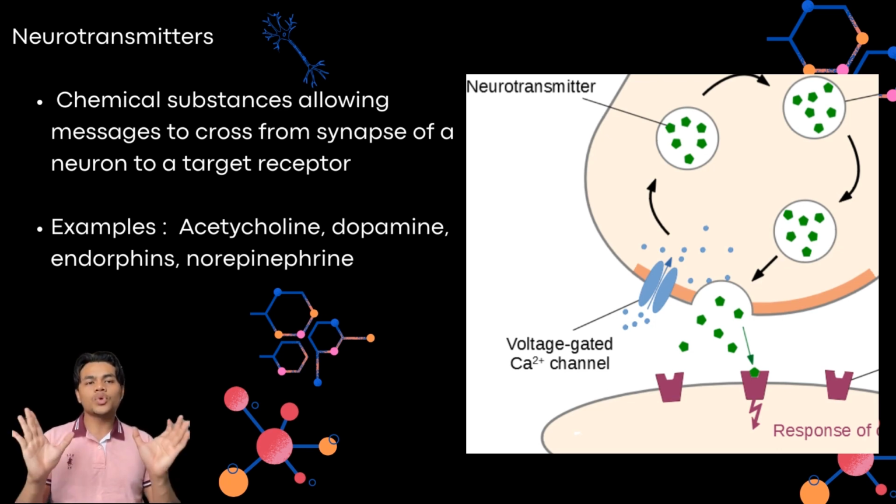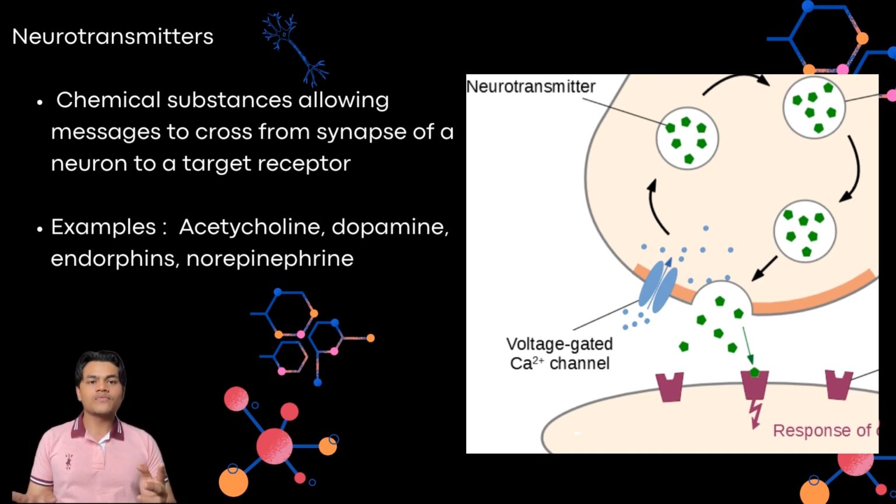Here are some examples of neurotransmitters and their roles that you should know about. The first one is acetylcholine. Acetylcholine is released at some synapses in the spinal cord and at neuromuscular junctions. It also helps influence muscle action.